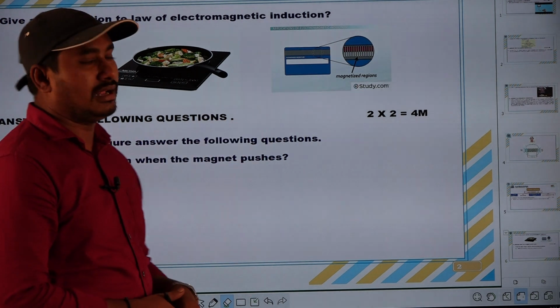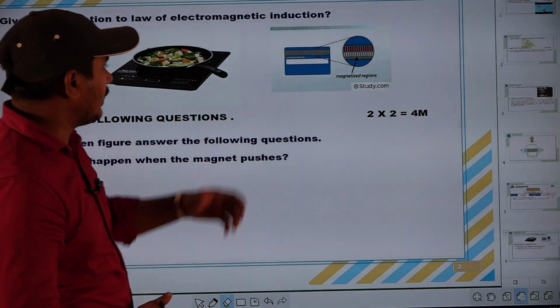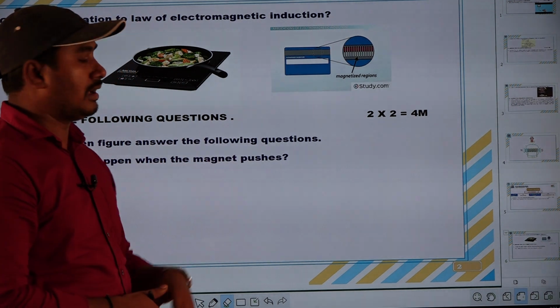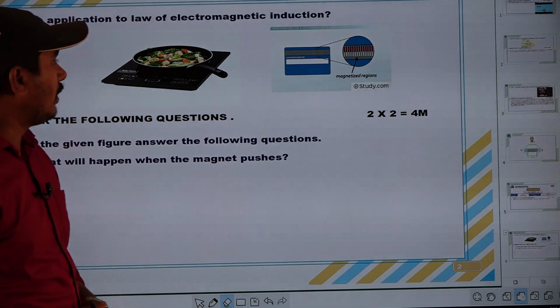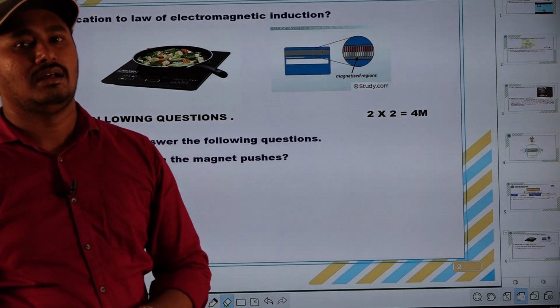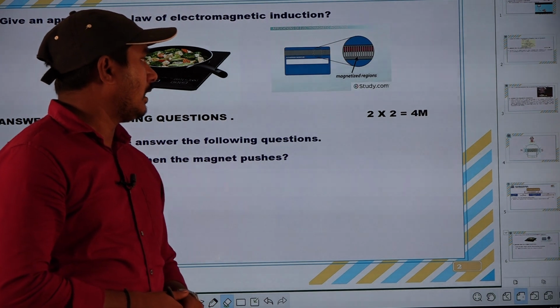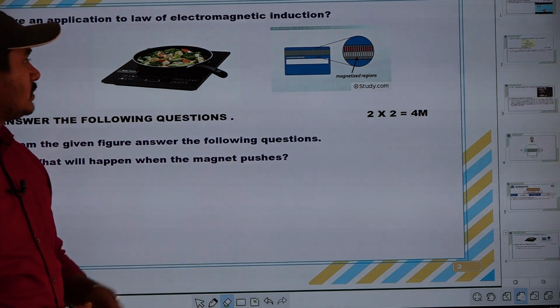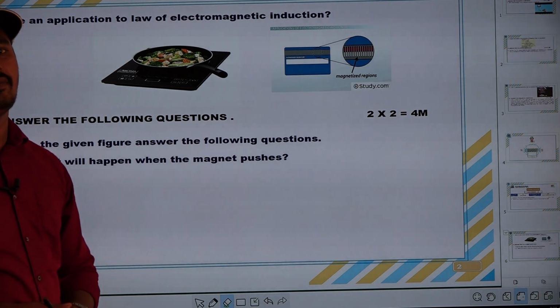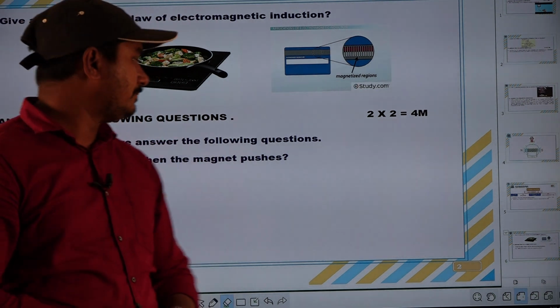Especially we have to observe the debit cards. On the backside of the debit card we have to observe the magnetized regions. So when you keep that ATM card inside the ATM machine, automatically it gains the information, the details of the person who is the account holder, everything is coming. So ATM machines and induction stoves are examples for electromagnetic induction.